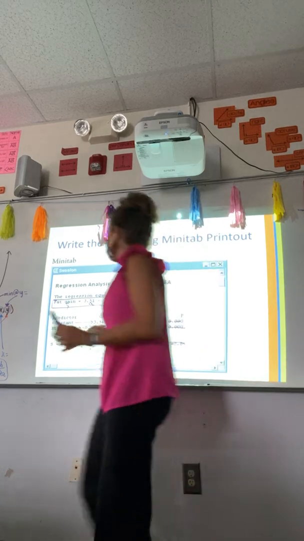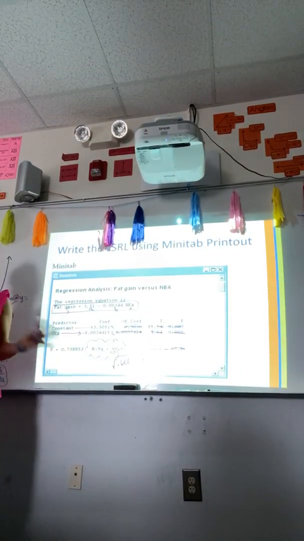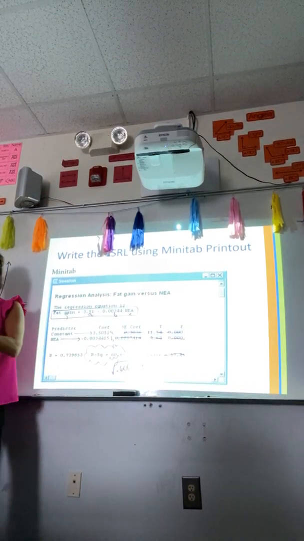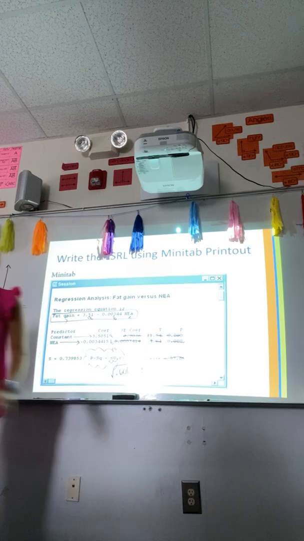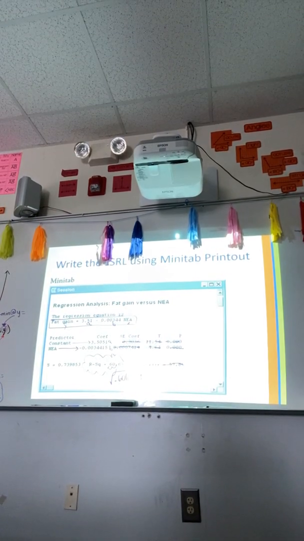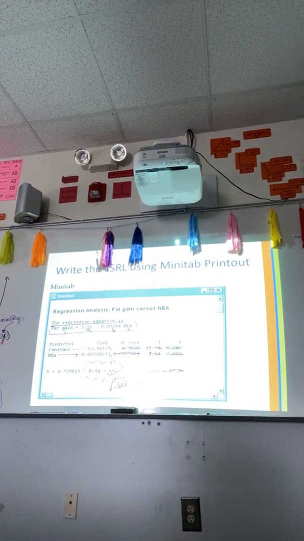All right, so you can see that it gives you data. What if it doesn't give you your slope and y-intercept? You can still find it using a fun formula, okay? All right, so I'm gonna pull up an example for you so that you can see exactly what might happen here.